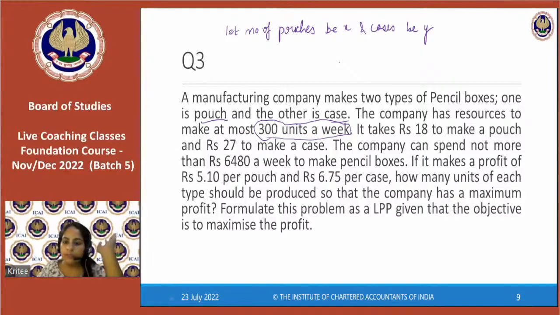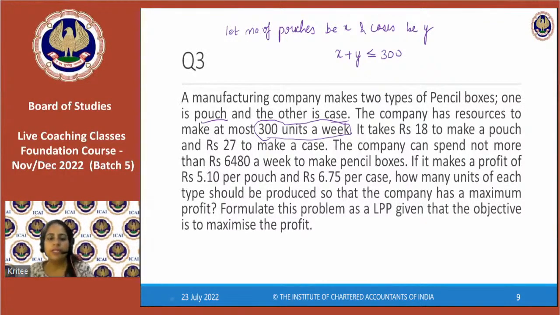At most means maximum. So the maximum X and Y I can produce is 300. I have only that much resources. So my maximum production, after including X and Y, should be less than or equal to 300. Okay, so the company has resources to make at most 300 units a week.